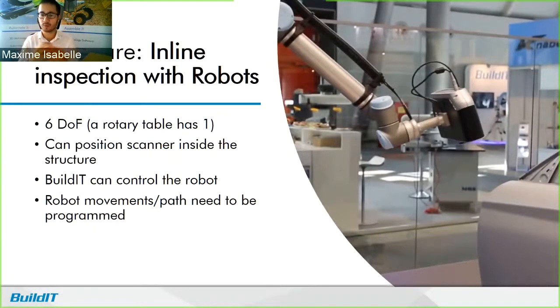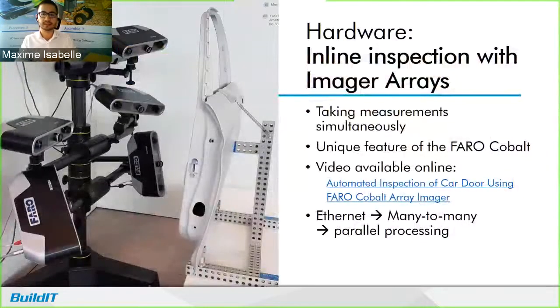But once that part is done, you have BuildIT that takes care of moving the robot to the right position, and then telling the scanner to take the scans, and it'll take care of programming these things at the fastest rate that it possibly can. But it is limited, right? You still do need to move from position to position, just like the rotary table. So what if you want it to go even faster? Well, the solution for that is the imager arrays.